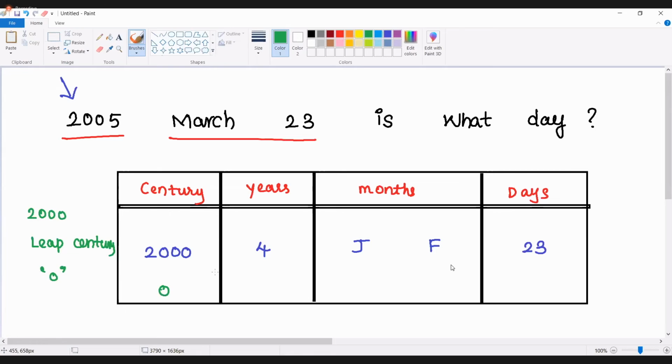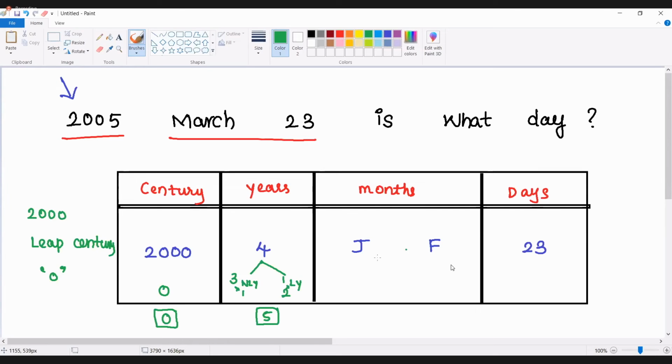And 4 years are completed. So out of the 4 years, 2001, 2, 3 are non-leap years, and 1 is a leap year. A leap year will have 2 odd days, a non-leap year will have 1 odd day, so 3 into 1, 1 into 2. Total odd days are going to be 5 here. Let's take this aside.